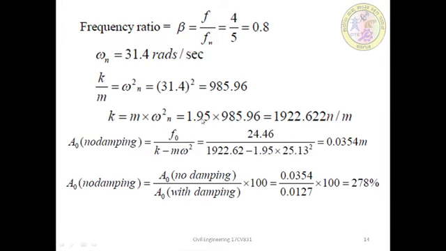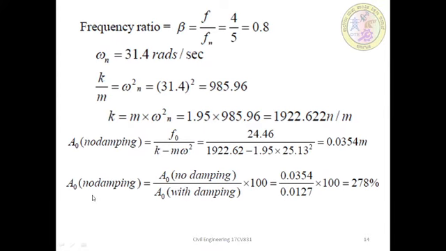In the earlier problem m is given as 1.95 kg, so substitute here the mass and omega n square, and the stiffness is calculated. First, A naught for no damping is F naught divided by k minus m omega square. Substitute F naught, k, m and omega square, and under the no damping case the displacement amplitude is calculated.